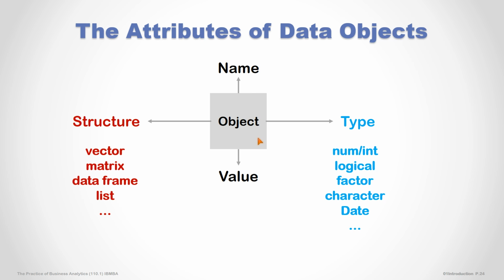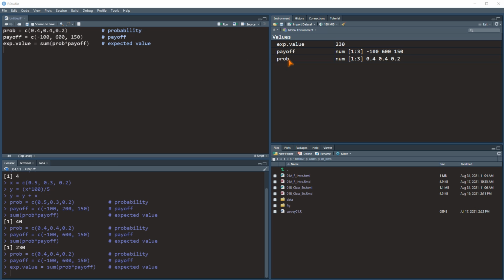The complexity comes from the fact that every data object has a type and has a structure. We have different data types such as numeric data, logical, categorical factor, character string, days and times, and we have different types of structure like vector, matrix, data frame, list, and so on. In our previous example, the data objects payoff and plop, they are numeric vectors, which means their data type is numeric and their data structure is vector.